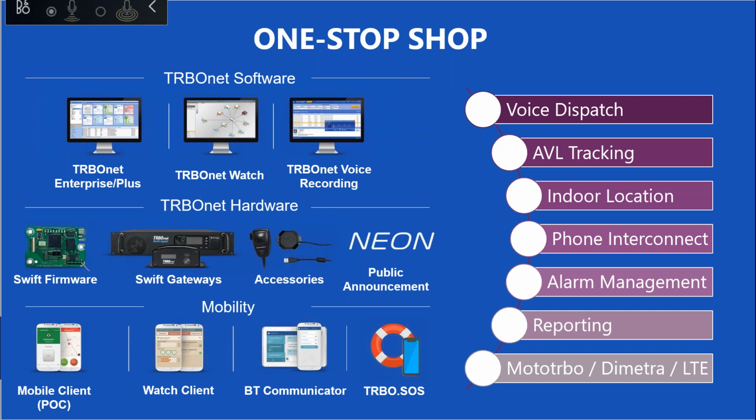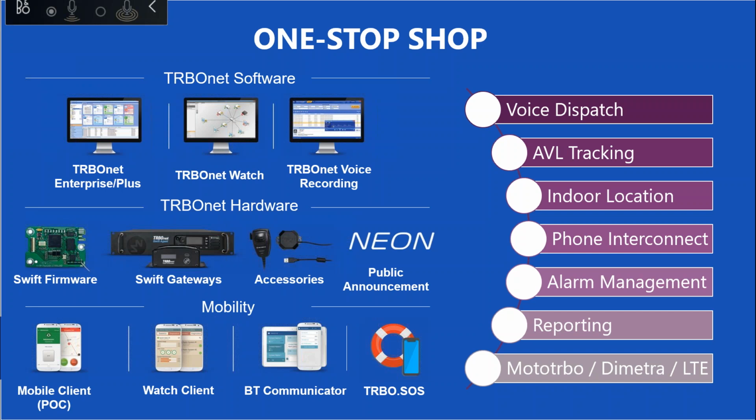We also have a monitoring solution for the radio network to understand the capacity of the system, the use of the repeaters, and the real-time traffic of the radio network. This product is called TRBOnet Watch, and it can give you analytics on how the system is used, whether you have enough capacity, whether you need to add more repeaters, more power, maybe more capacity at specific sites, and also to understand the coverage of the system.